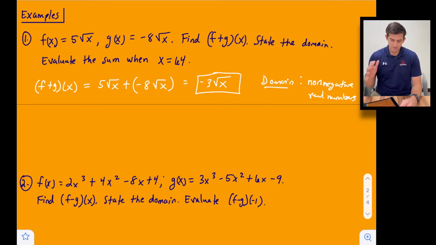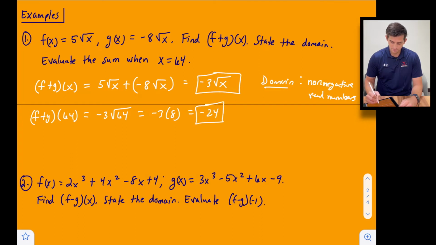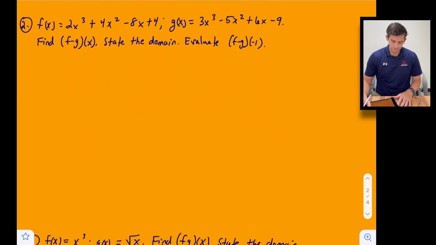Now it says evaluate the sum when x is equal to 64. We could write it like this: f plus g of 64 would equal, well, we know f plus g is equal to negative 3 root x, so negative 3 times the square root of 64. That's negative 3 times 8, and we get negative 24. So that would be our first example on how to add two functions.